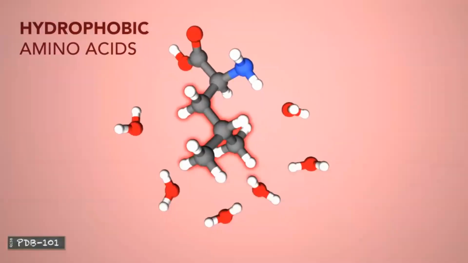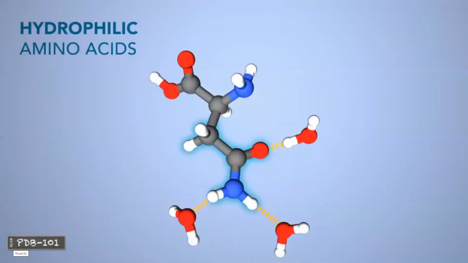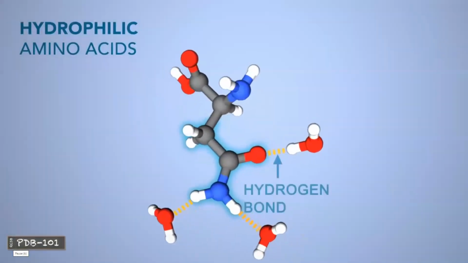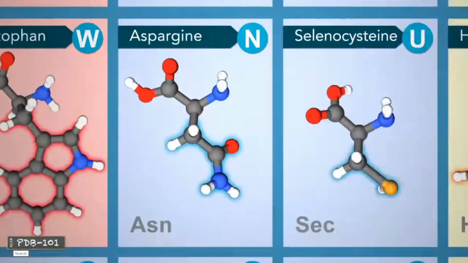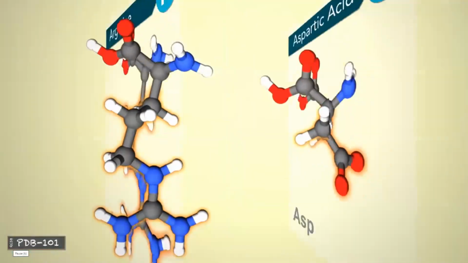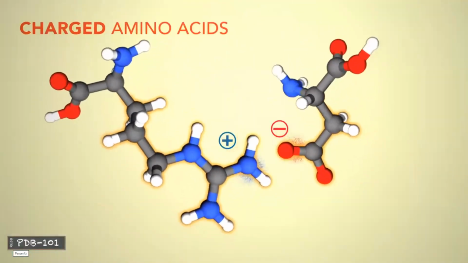Hydrophobic amino acids have carbon-rich side chains, which don't interact well with water. Hydrophilic or polar amino acids interact well with water. Charged amino acids interact with oppositely charged amino acids or with other molecules.